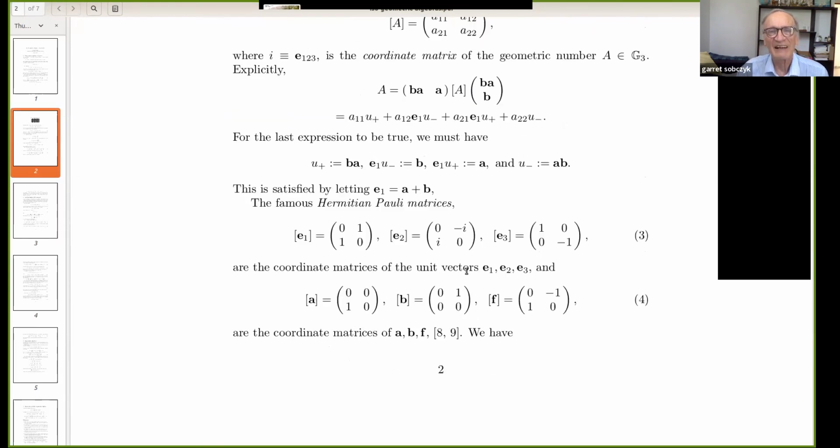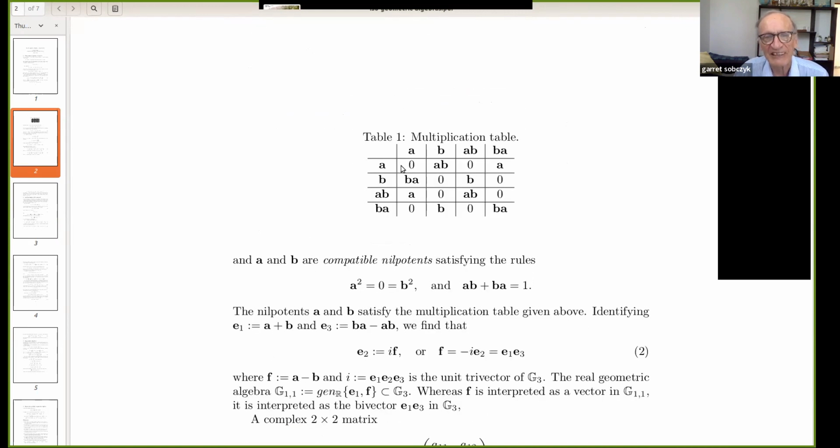But again, I emphasize how easy this multiplication table is. It's very easy to remember because A squared is 0, ABA just gives you A. So that's interesting. A times BA, well, you've got B in the middle of ABA, and that corresponds to A. Whereas if you take BAB, then you get B. So it's very easy to remember that multiplication table.